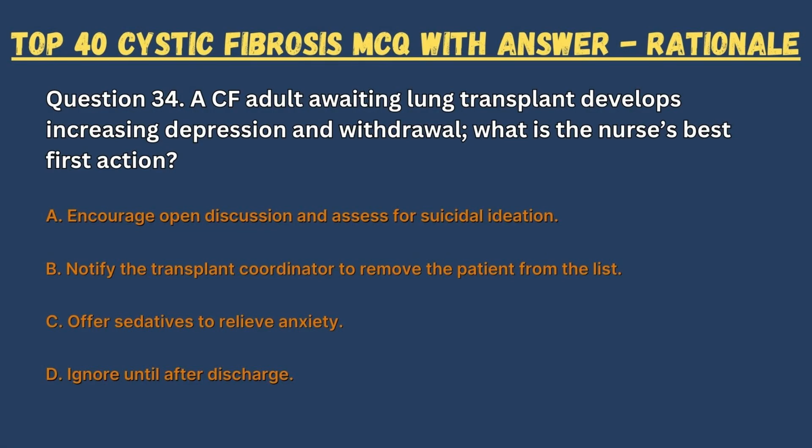Question 34. A CF adult awaiting lung transplant develops increasing depression and withdrawal. What is the nurse's best first action? A. Encourage open discussion and assess for suicidal ideation. B. Notify the transplant coordinator to remove the patient from the list. C. Offer sedatives to relieve anxiety. D. Ignore until after discharge.